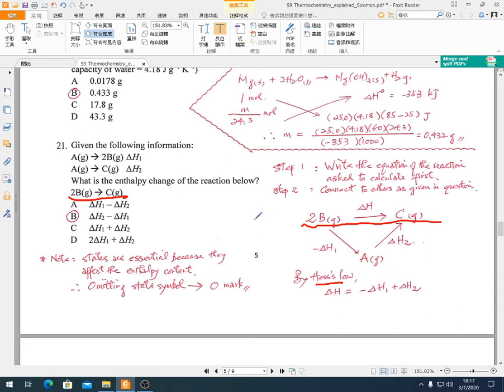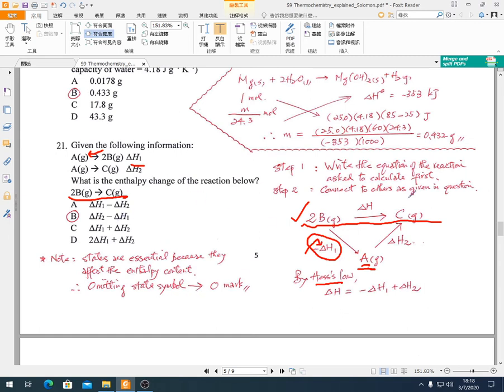You are given many heat changes. Then you connect them. You try to find 2B, you try to find C, which connect to other reactants or products. So after doing this, we look at this 2B here. We do the reverse way. 2B becomes A. So we write A here. Understand? 2B becomes A. Then we write delta H1 here. Why do we put a minus sign here? Because A to 2B is delta H1, so the reverse way will be minus.